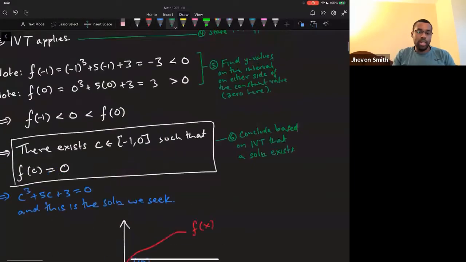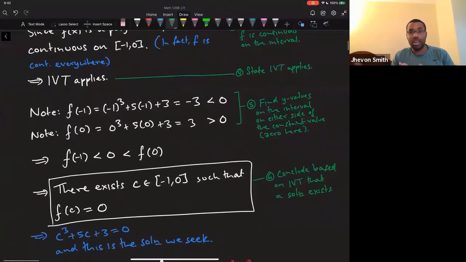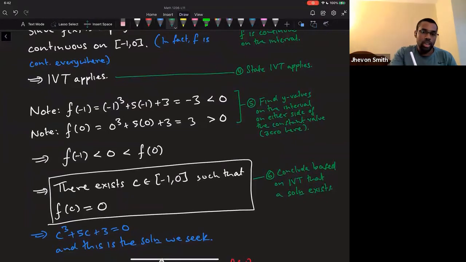Now, notice that we never actually find the value of C. We don't care. You weren't asked to find the value of C. You just wanted to show that a solution exists. And that is super useful as well, because even though we don't know the answer, just knowing one is there actually gives us a lot of options.